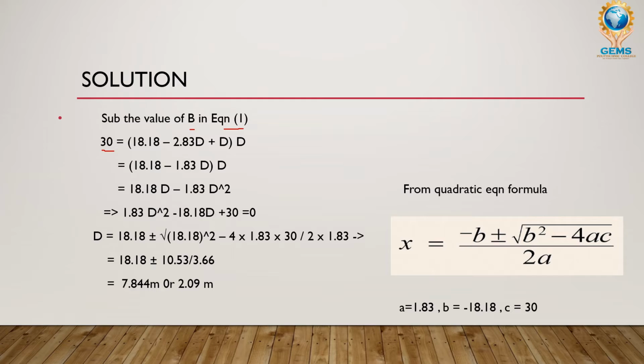Now we are going to bring that 30 to this side. So this 30 will become plus 30 equal to 0. Now you are going to substitute the values in this quadratic formula. What is b here? It means this 18.8, which is our small d value, and our a value is this 1.83. And our c value is 30.